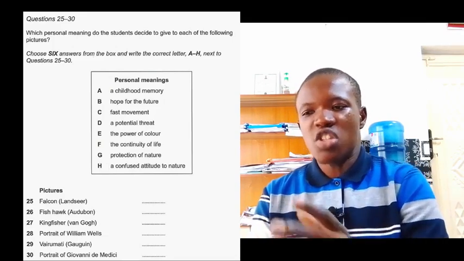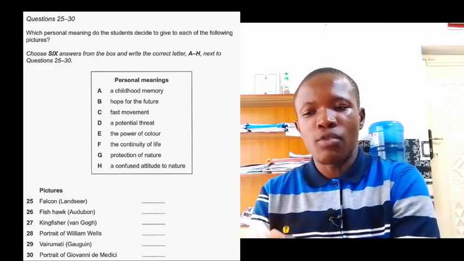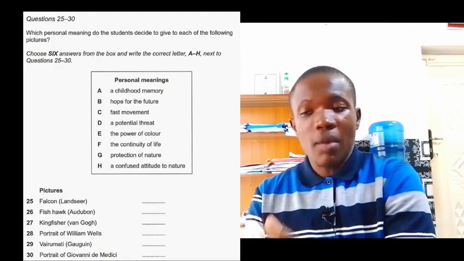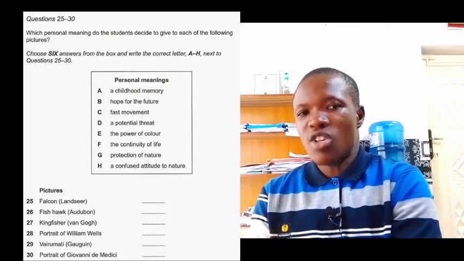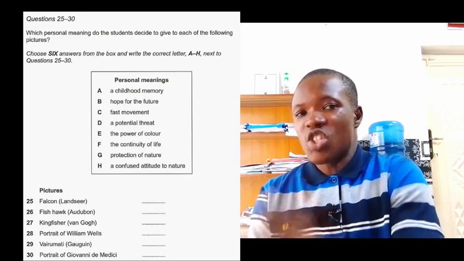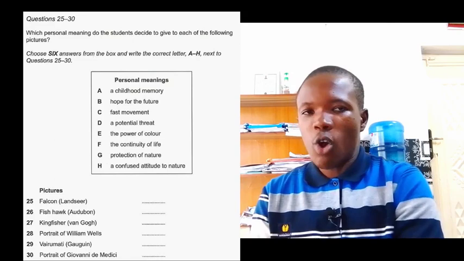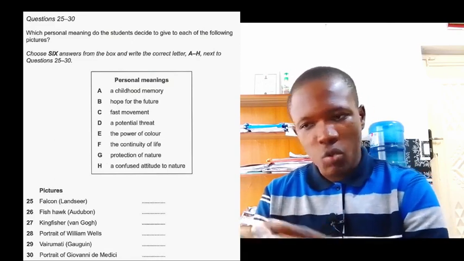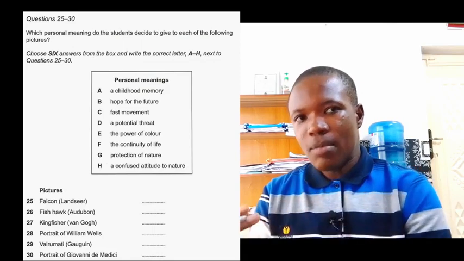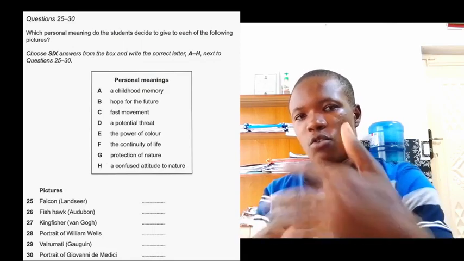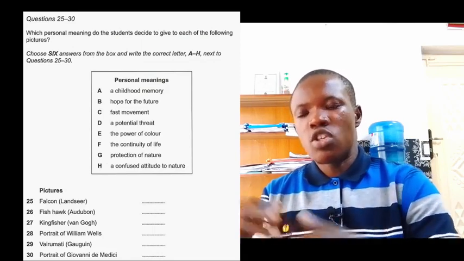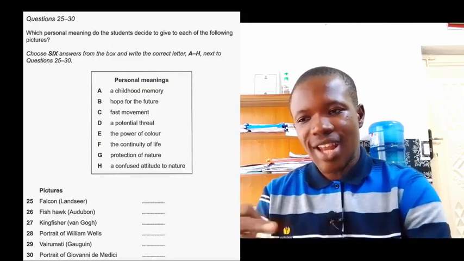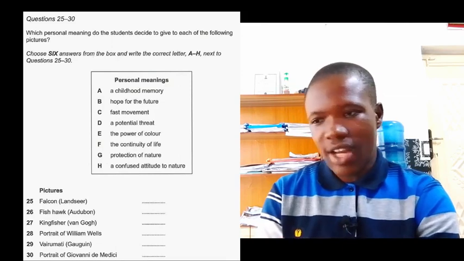A potential threat: something that may be challenging, something that may happen in the negative, something that may cause a problem, but has not happened at the moment. The power of color: maybe we're going to have different colors mentioned, like red, blue, yellow, or whatever. The continuity of life: that means not just about now, but even about the future, or perhaps something that was meant to die is now being resurrected, resuscitated, and then continues to live and live and live.